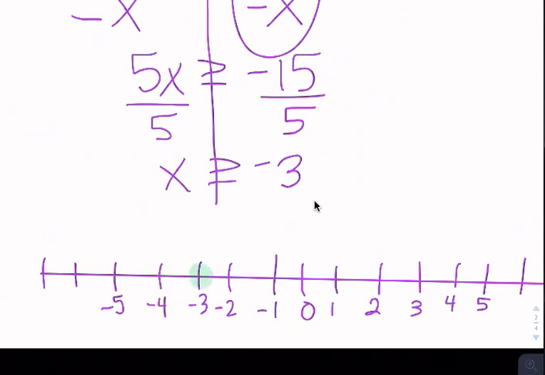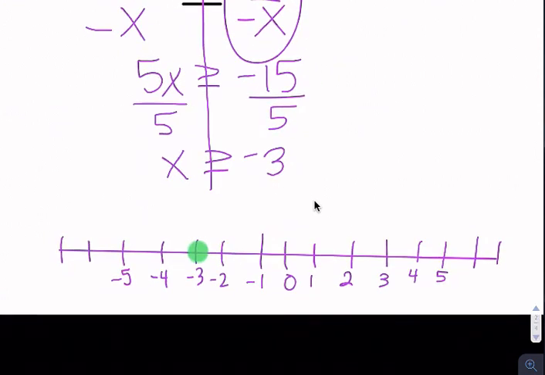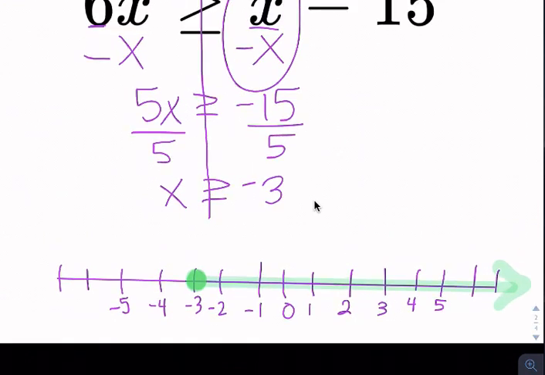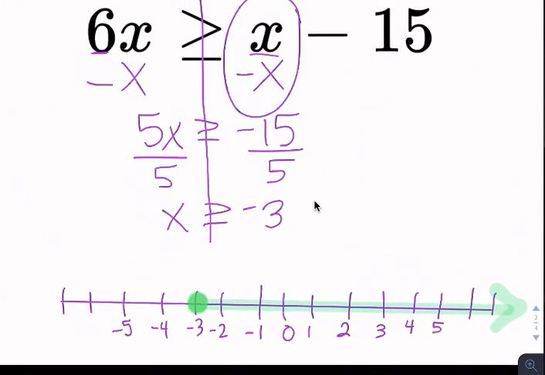So once again, my boundary point is going to be on negative 3, and it's going to be filled in, just like last time, because we have that equal to part. And the numbers that are bigger than negative 3 are all the numbers going to the right. So there is my solution. Any one of those numbers when put into this inequality statement would make it true.